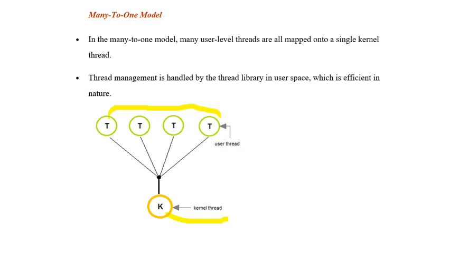But the disadvantage of this many-to-one model is that if any of the user threads is blocked, it blocks the entire system call. That is the main disadvantage, and no multi-processing is allowed here. A single thread should be mapped with the single kernel thread. So this is all about the many-to-one model.